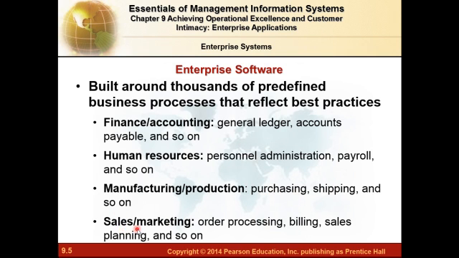And lastly, for the sales, marketing, about the order processing, billing, sales, planning, and so on. A business can select specific processes in specific areas, but eventually everything the company does will be shared across all lines. Finance, human resources, manufacturing, also the sales department can share the data.